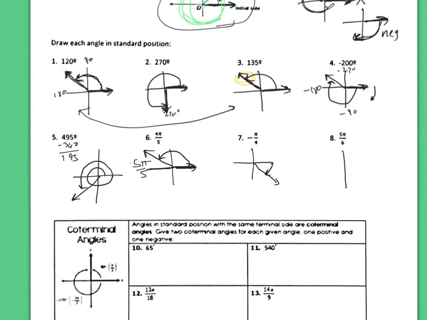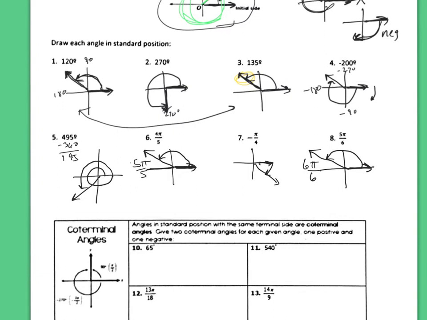5 pi over 6. Again, 6 is the denominator, so I'm going to think of this as 6 pi over 6. I started this one here. I'm not trying to go all the way to 6, I just need to go to 5. And so there's maybe where 6 pi over 6 is.